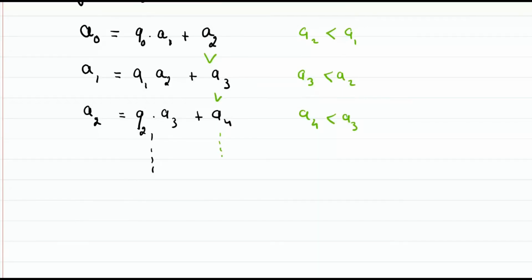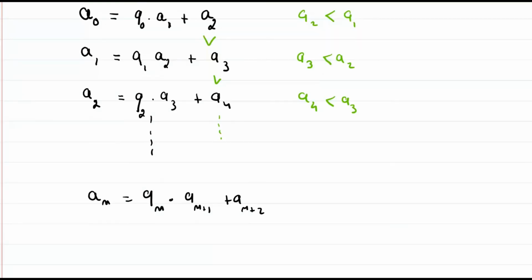So let's say we continue and we get something like a_n equals q_n times a_(n+1) plus a_(n+2), and then I get 0. So a_(n+1) is q_(n+1) times a_(n+2) plus 0. If I continue the division, I have to get here, because I just said that the sequence of the a's is strictly decreasing.